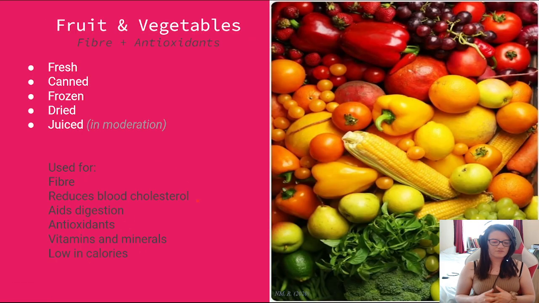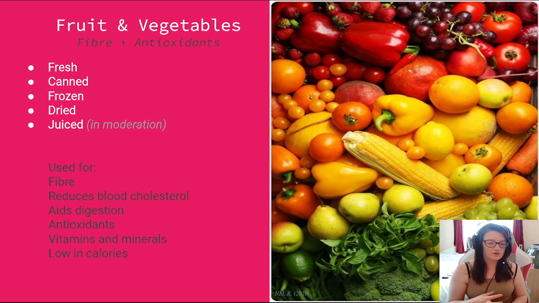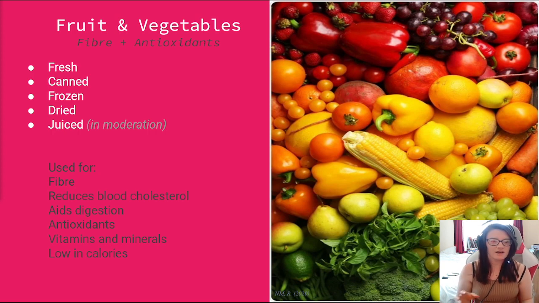Then we move on to our fruits and vegetables. That's our fibre and our antioxidants. Now fruit and vegetables can be fresh, canned, frozen, dried or juiced. Juice is in moderation just because of how sugary juices can be. And those antioxidants help your immune system and such. So that reduces blood cholesterol, aids digestion, has vitamins and minerals, and generally fruit is very full of water, so it's very low in calories, so you can eat pretty much as you want.